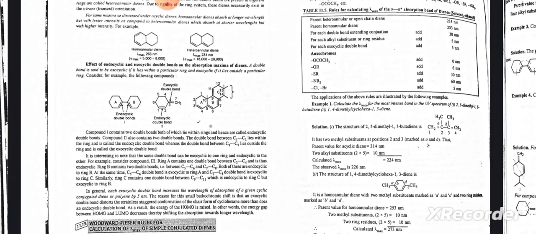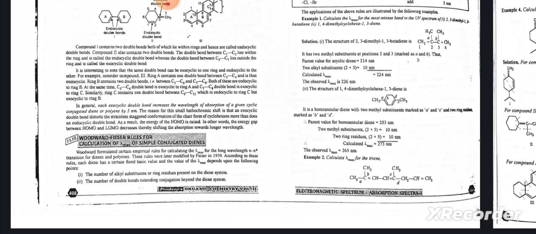Effect of endocyclic and exocyclic bonds on the absorption maxima of dienes. A double bond is said to be endocyclic if it lies within a particular ring, and exocyclic if it lies outside a particular ring. Consider, for example, the following compounds. Compound 1 contains two double bonds, both of which lie within rings and hence are called endocyclic double bonds. Compound 2 also contains two double bonds. The double bond between C1 and C2 lies within the ring and is called the endocyclic double bond, whereas the double bond between C3 and C7 lies outside the ring and is called an exocyclic double bond.